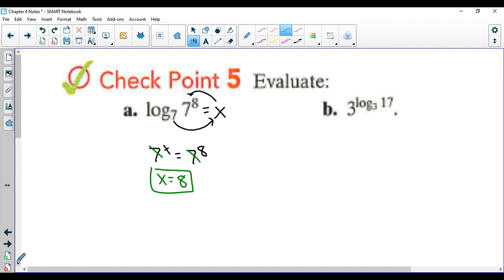And as we look at letter B, although there's a log in letter B, where is that log? It's in the exponent, right? So this is actually an exponential form right now. It just happens to have a log in that exponent. So we can rewrite this as a log using our Bay method. So our base is 3. That's what's being raised to a power. Our exponent is log base 3 of 17. And we can say it's equal to x.